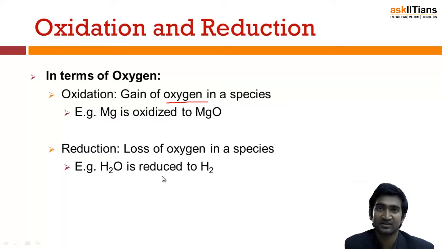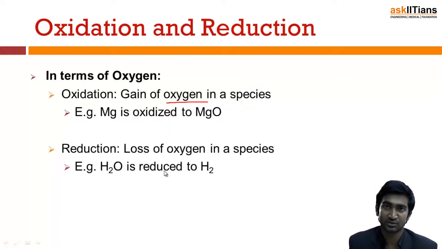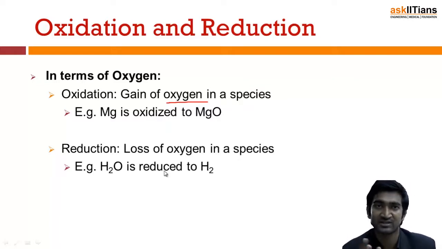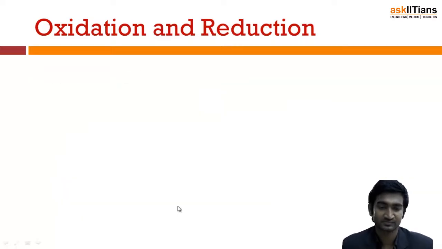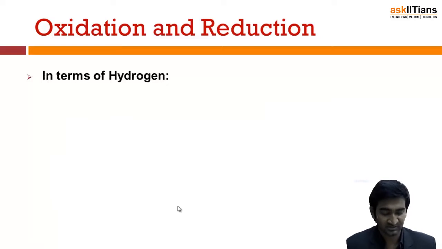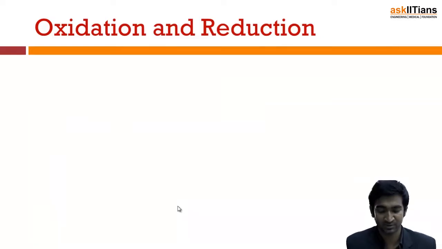Like water is reduced to H2 and O2. So here I have loss of oxygen, that's why it is a reduction process. So with respect to oxygen, we have two definitions: either a species will gain oxygen or it will lose oxygen. Obviously it's gain or loss of oxygen, not O2 minus. Now next we'll learn in terms of hydrogen.